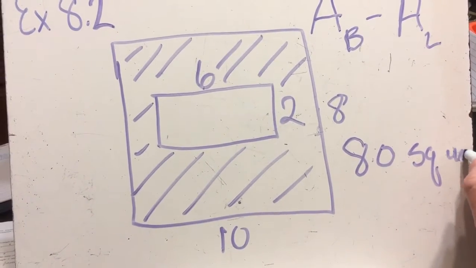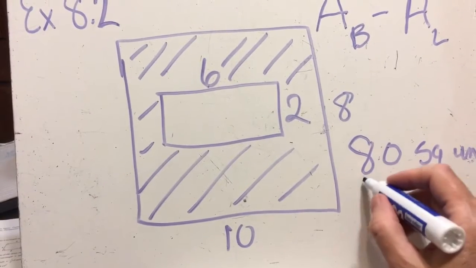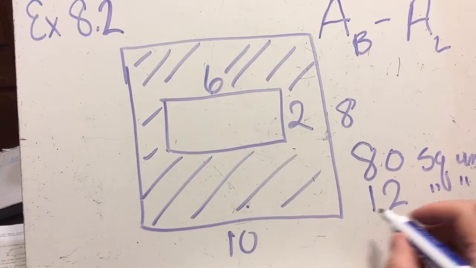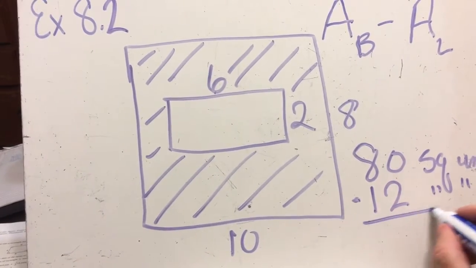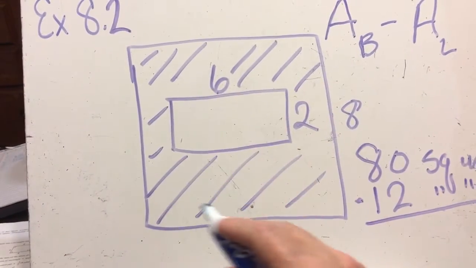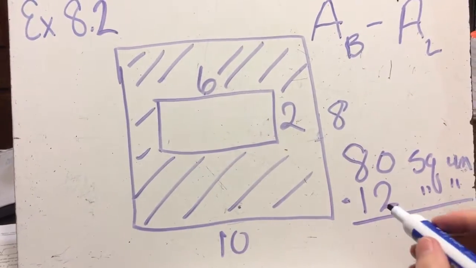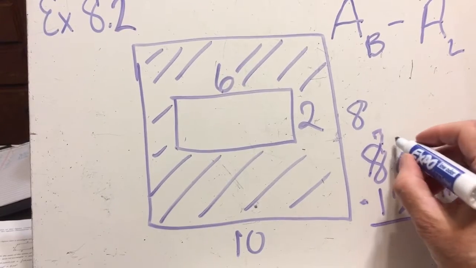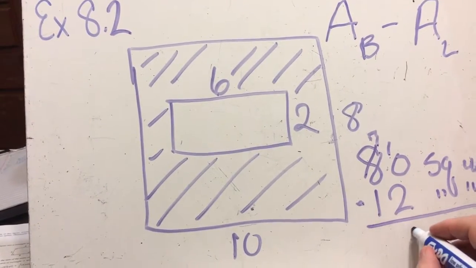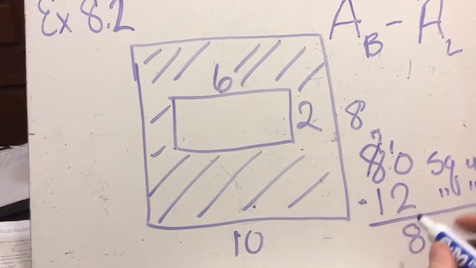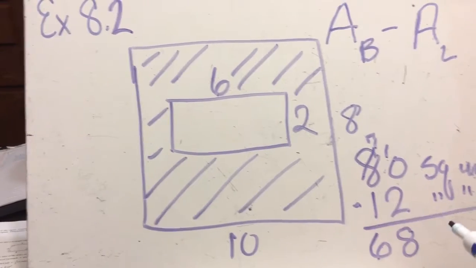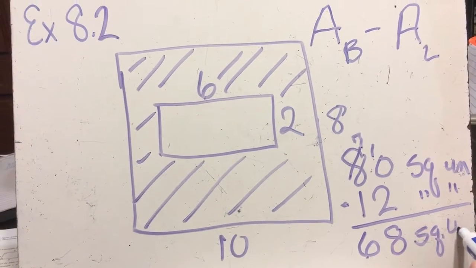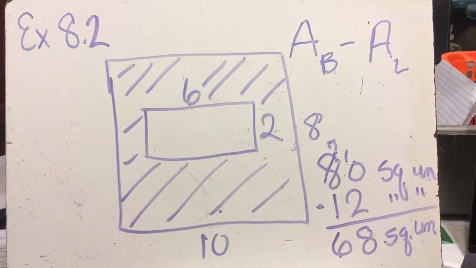And then 6 times 2 is 12 square units. And now we're going to subtract the 2 to find the area that is shaded all around that rectangle. We're going to have to borrow: 10 take away 2 is 8, 7 take away 1 is 6. 68 is the area. So 68 square units. That's pretty cool, isn't it?